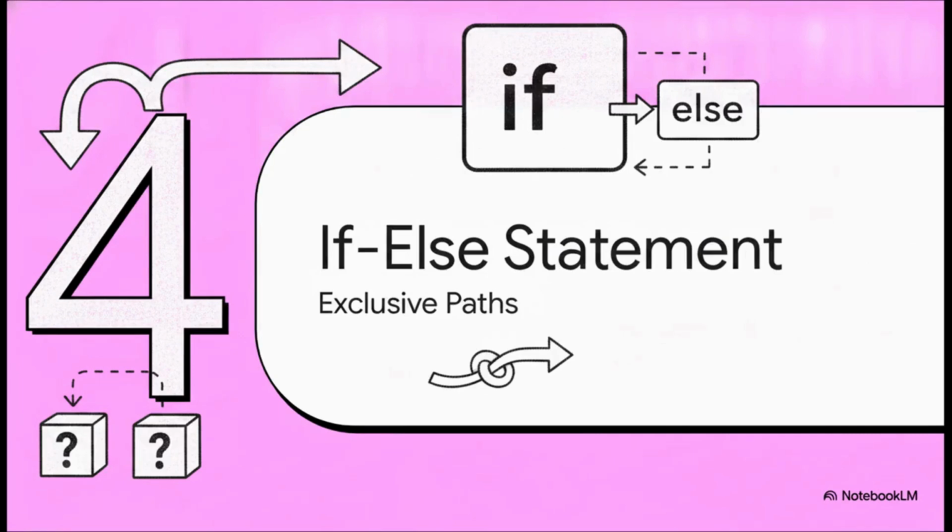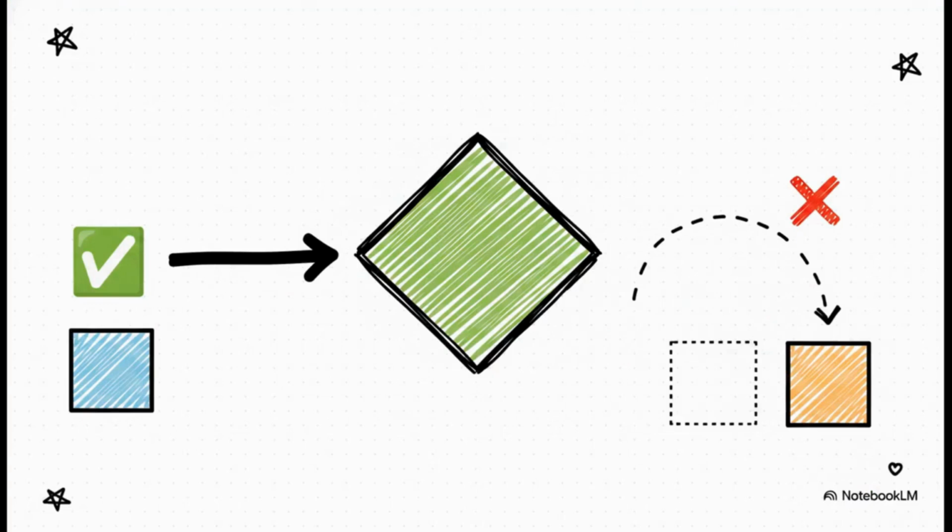Section 4. The if-else statement, exclusive paths. Now, bringing in mutually exclusive branching. Keep in mind, an else statement cannot exist independently. It has to be attached to a preceding if. Think of this as a strict binary fork in the road where the control flow is forced to choose one path or the other. If the initial condition is true, the if block executes, and the program instantly exits the structure. But if that condition is false, the program skips all the intermediate lines and jumps directly over to the else block.